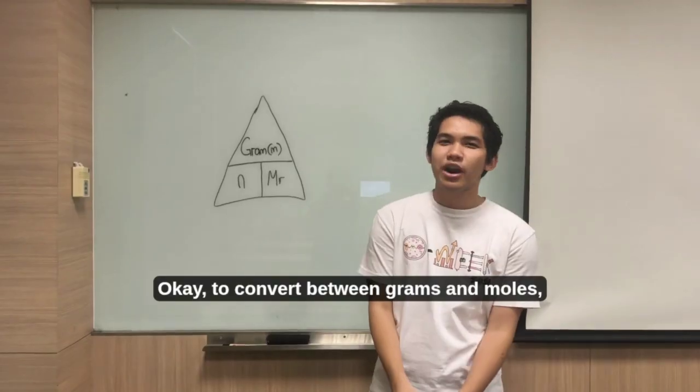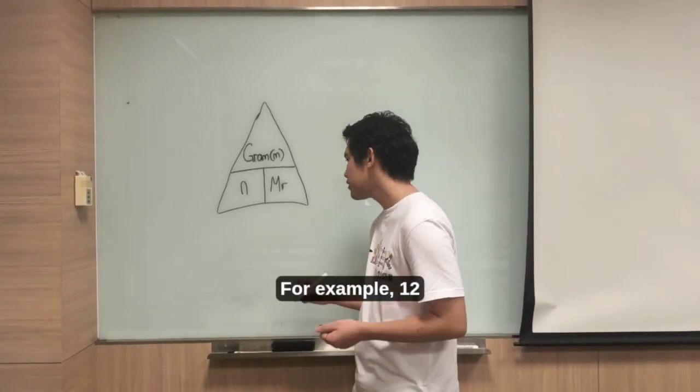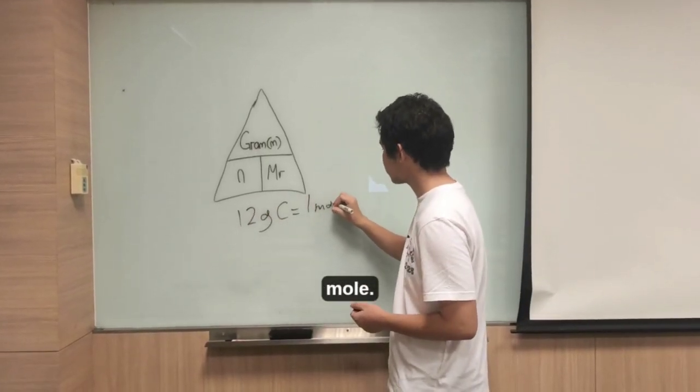To convert between grams and moles, we divide the mass by the molecular mass. For example, 12 grams of carbon is equal to 1 mole.